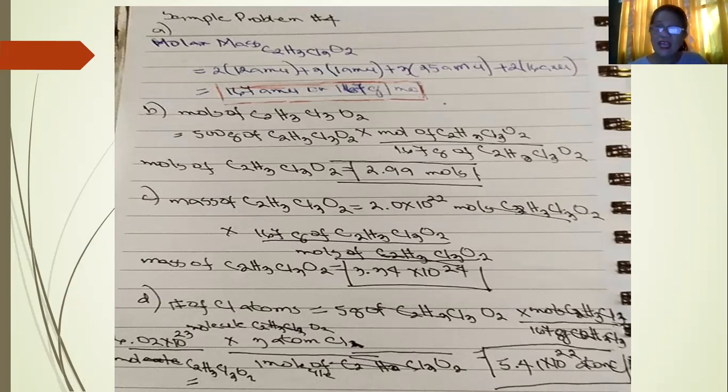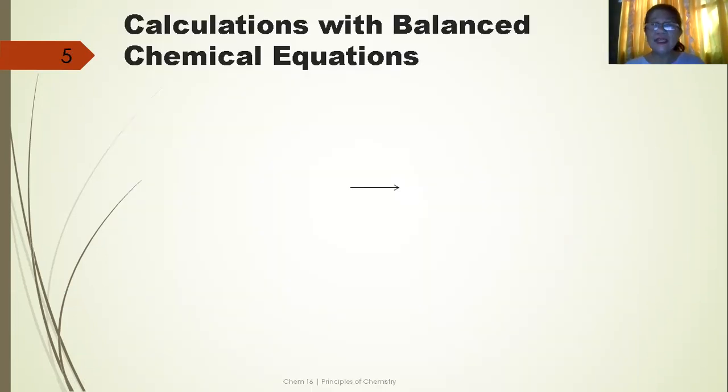Okay, and finally, as we can see here, how many atoms are there in 1 mole of chloral hydrate? There are 3 chlorine. So 3 atoms of chlorine in 1 mole of chloral hydrate. Cancel the mole there. And now we have 5.4 times 10 to the power of 22 atoms of chlorine. Okay, so that is for sample problem 4. Let us now move on.